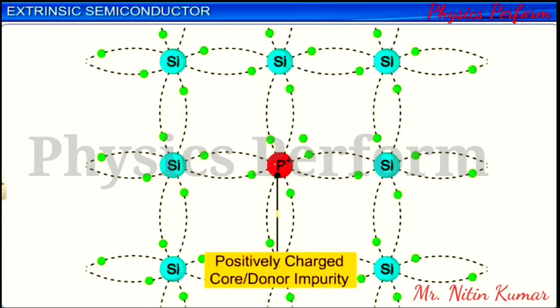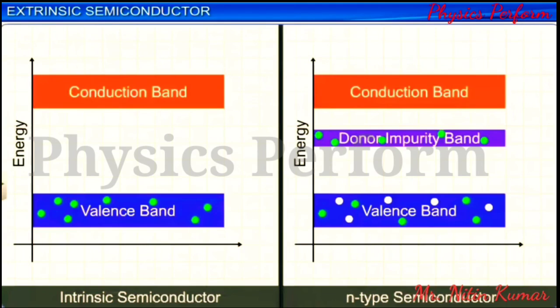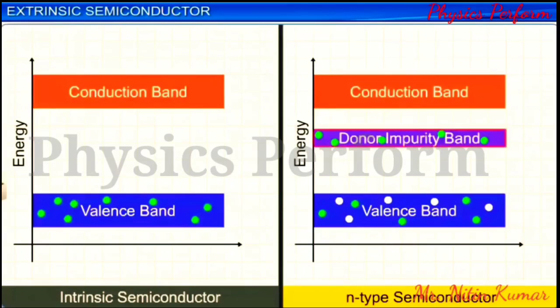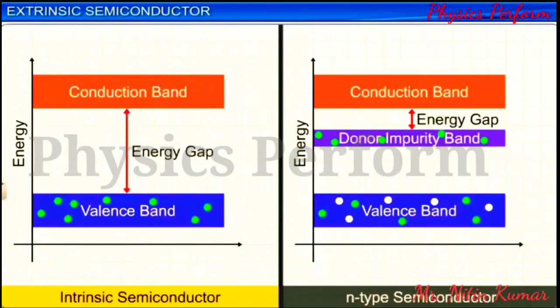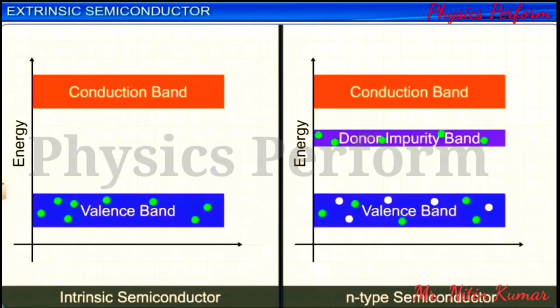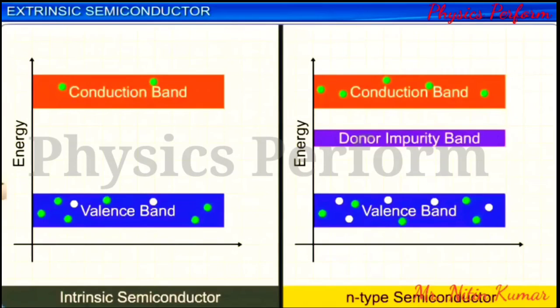An N-type semiconductor has a donor impurity energy band that lies just below the conduction band. Thus, electrons can jump to the conduction band by covering a smaller energy gap as compared to an intrinsic semiconductor. Free electrons released by donor impurity atoms in an N-type semiconductor can move from the donor impurity energy band to conduction band even at room temperature.